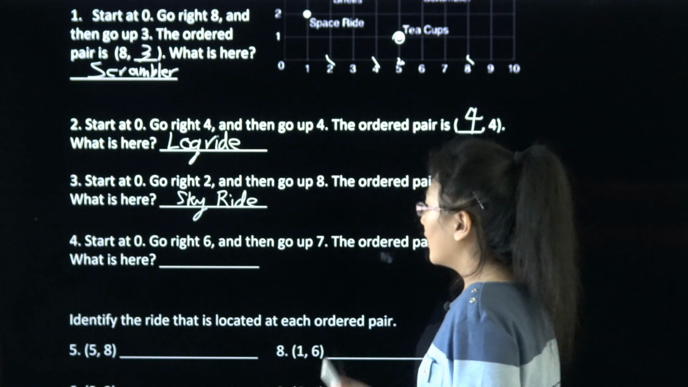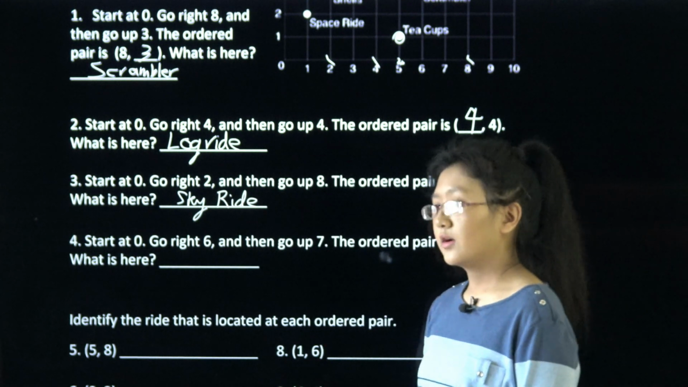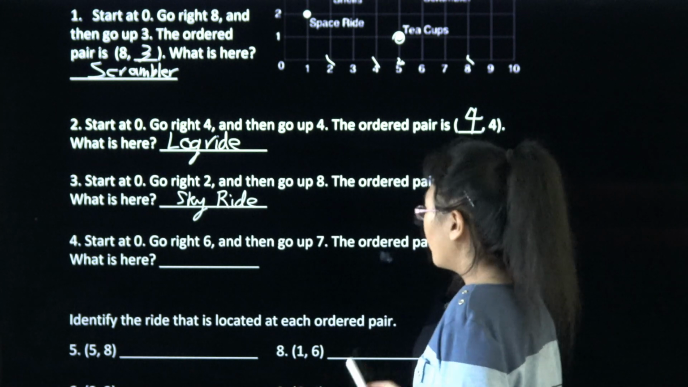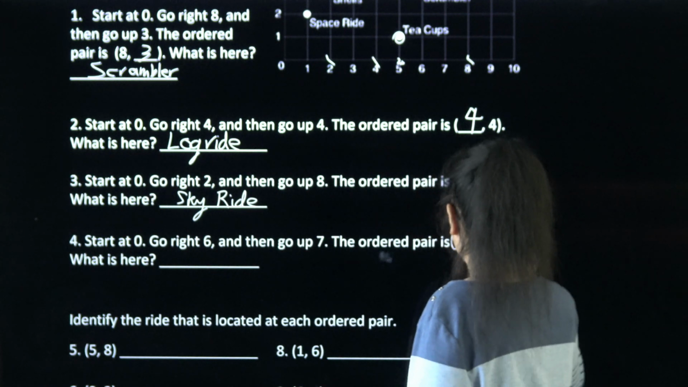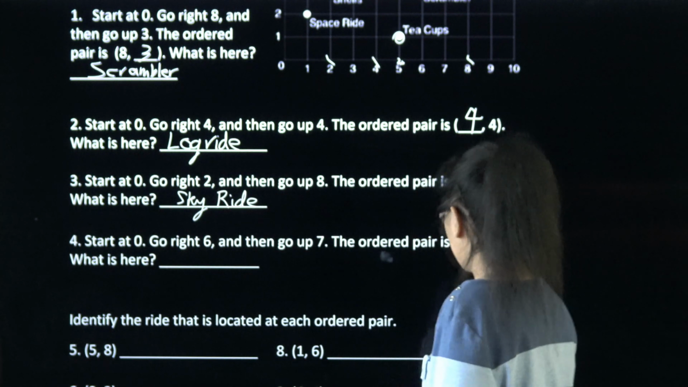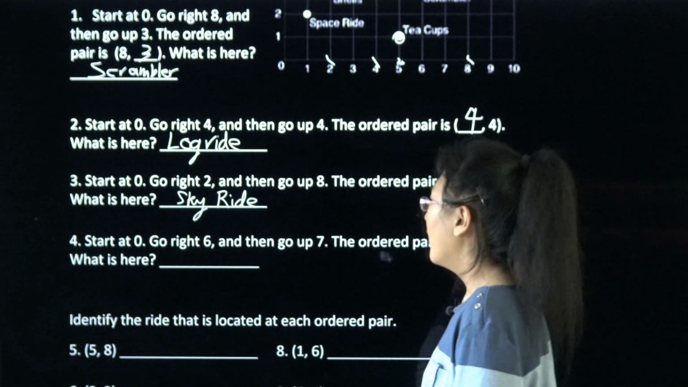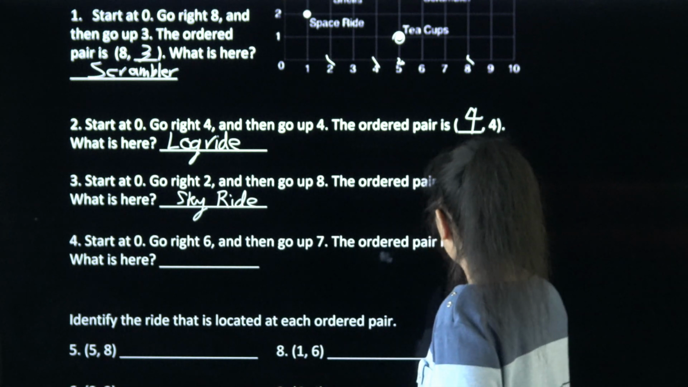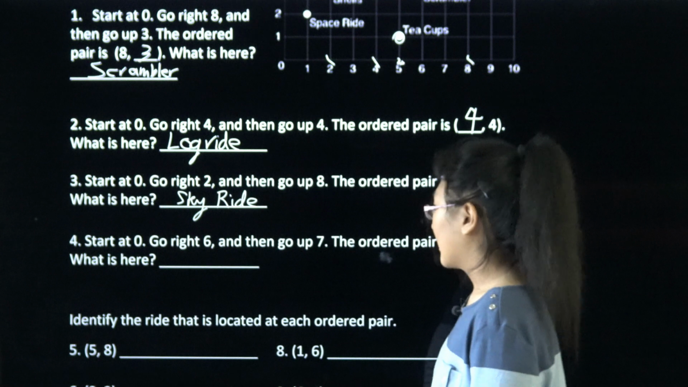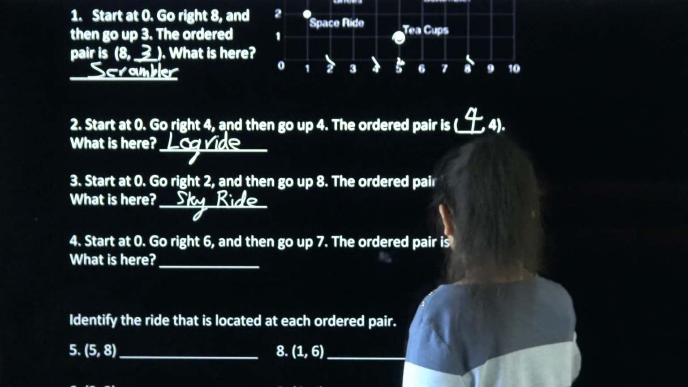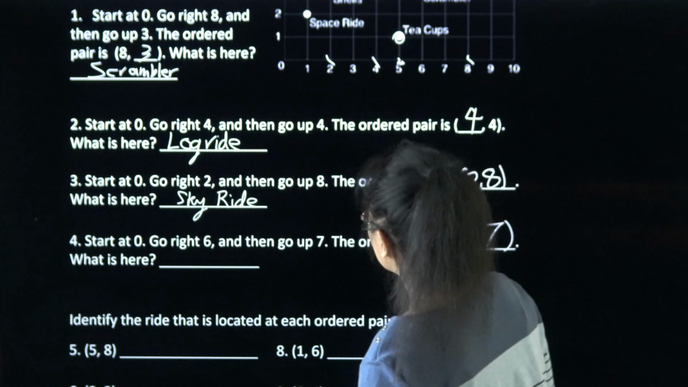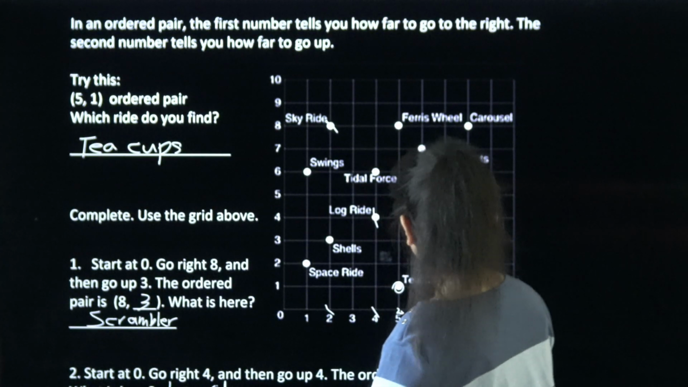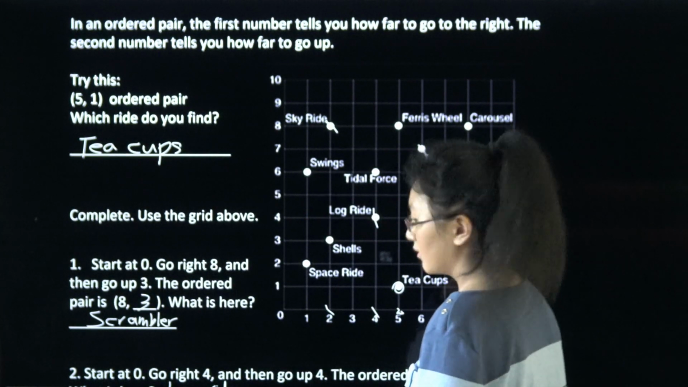Question number 4. Start at 0, go right 6, go up 7. The ordered pair is blank. What is here? So brackets, comma separates first number and second number. First number is how much you go right, so 6. Second number is how much you go up, so 7. And so 6, 7. What is here? Well, 6 and 7. Here.